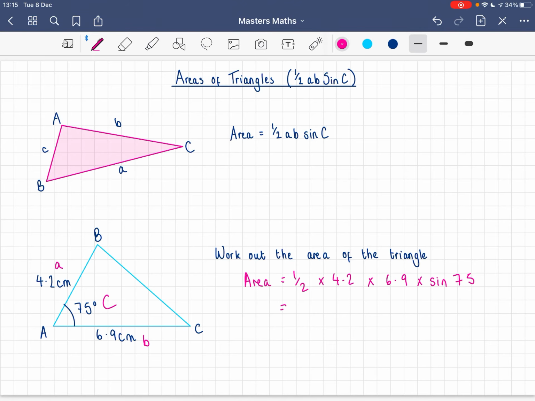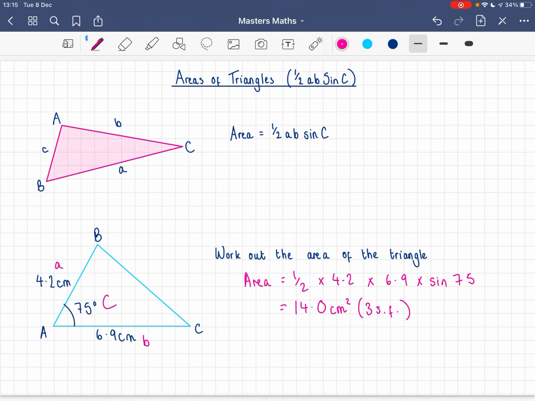13.996. To put that to 3 significant figures, that 9 is going to round up to make it 14.0, and that is 3 sig figs. I've done it again, I've done this in every single video. I've forgotten my units. We're talking area now, so it's centimetres squared. That's 14 centimetres squared.